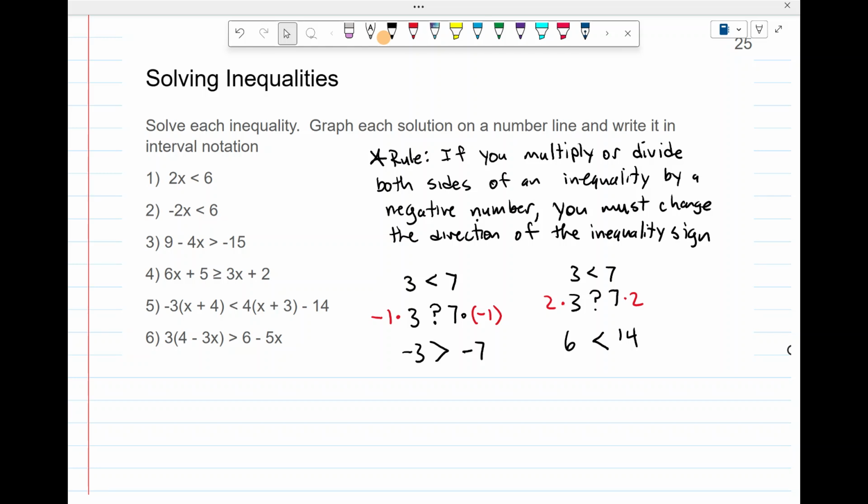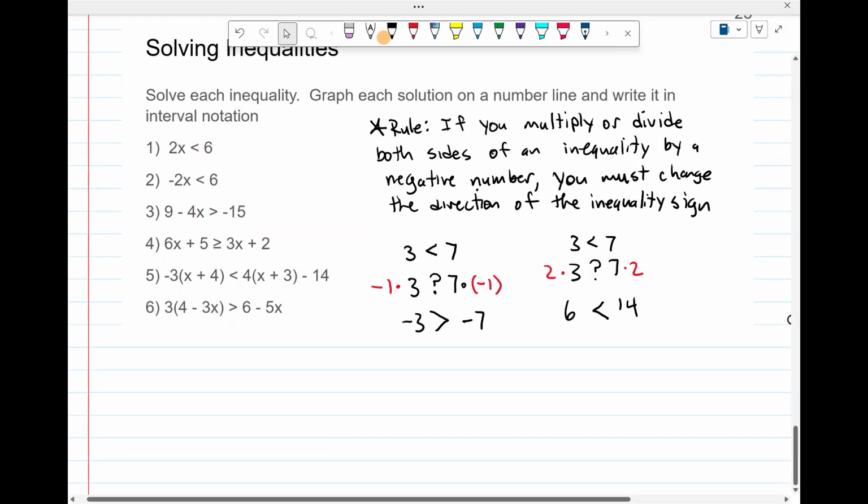And the same goes here. We're multiplying. The same would be true if we are dividing, because multiplying and dividing are in essence the same thing. When we divide by a number, we're really multiplying by its reciprocal. So let's do a couple examples here just to make sure we understand this.